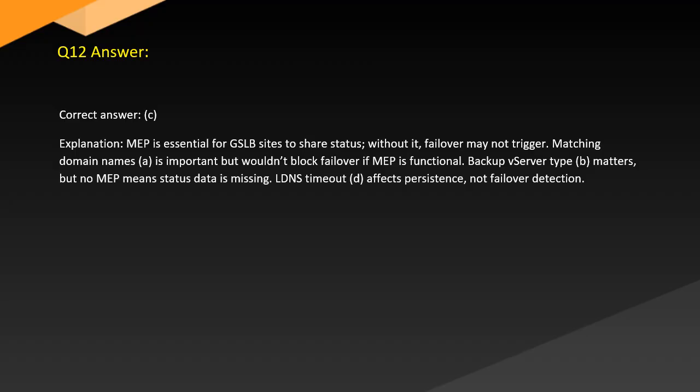Answer. Correct answer: C. Explanation. MEP is essential for GSLB sites to share status. Without it, failover may not trigger. Matching domain names, A, is important but wouldn't block failover if MEP is functional. Backup vserver type, B, matters, but no MEP means status data is missing. LDNS timeout, D, affects persistence, not failover detection.